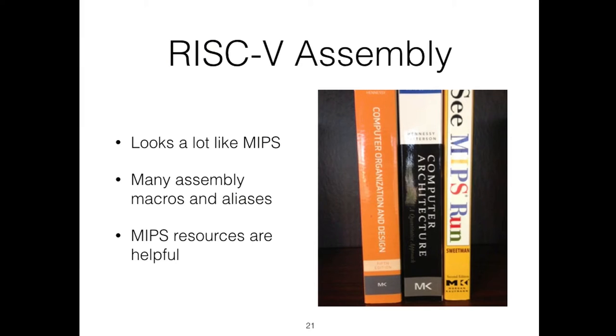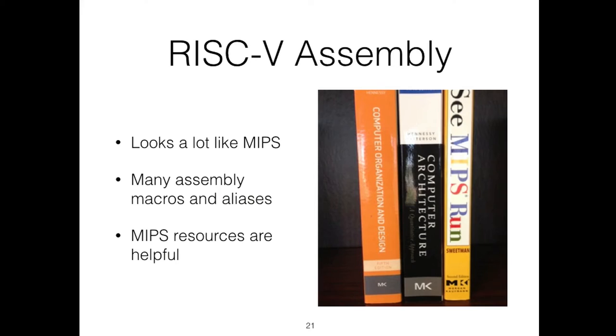So RISC-V looks a lot like MIPS. It's sort of a cleaned up version of MIPS and a bit more minimal. It's gotten rid of the branch delay slot and some of the ugly parts of MIPS. As a result, a lot of the MIPS guides will be useful. MIPS has a lot of assembly macros and aliases, and a lot of those apply to RISC-V as well. So if you look at some of the MIPS books, that will actually be pretty useful.